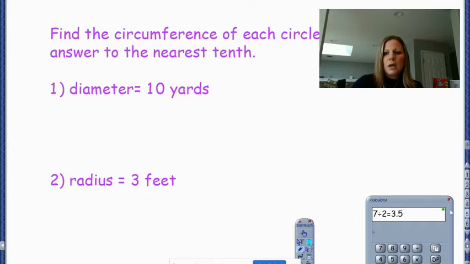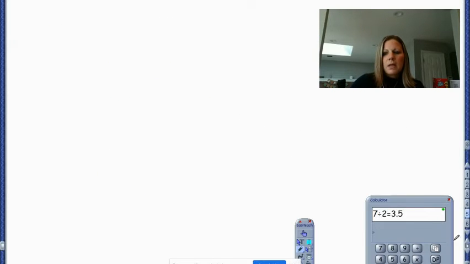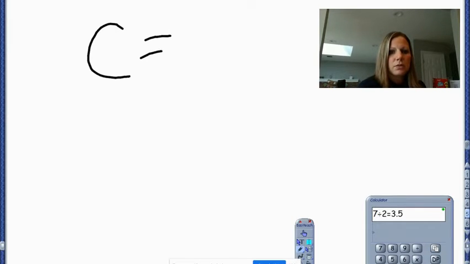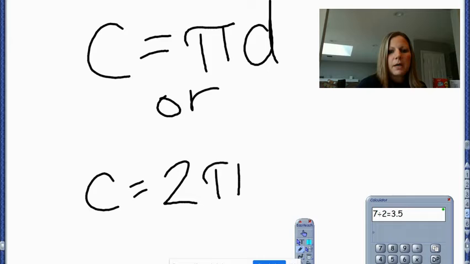Okay. I actually meant to go into a formula. So circumference is the distance around a circle. So I have two formulas. C equals pi d, or C equals 2 pi r. When my problem gives me the diameter, I use this formula. And when my problem gives me the radius, I use this formula.